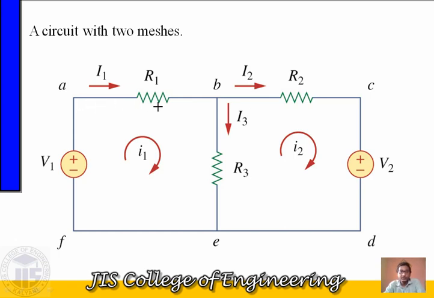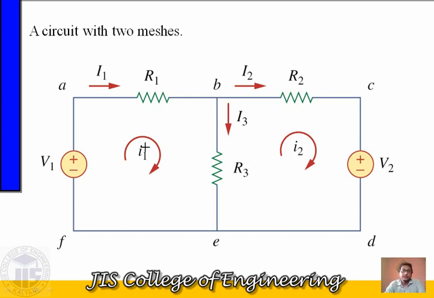Whenever we consider the mesh through the points A, B, E, F, A, the elements R1, R3 and V1 are covered. The remaining elements are R2 and V2, so we have to consider another mesh to cover these elements. If we consider the other mesh B, C, D, E, B, the elements R2 and V2 are also covered. So all the elements are covered by using these two different meshes.